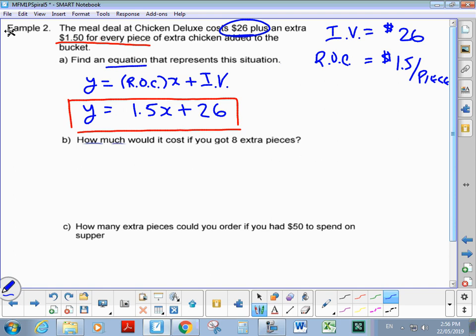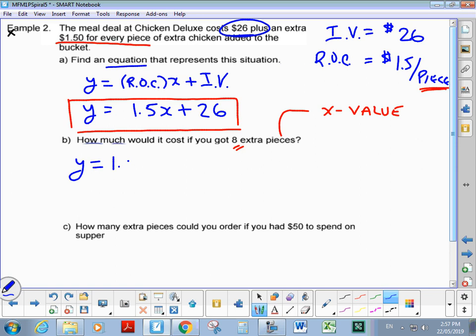So B part, how much would it cost if you got 8 extra pieces? So again, you need to think about what do the pieces represent? Are they our x values or y values? So pieces is additional. So again, it is our x value. All right, so we are given an x value because our cost is the y value. All right, also it was $1.50 per piece. So we need to multiply that 1.5 times 8, and that will happen in our equation here.